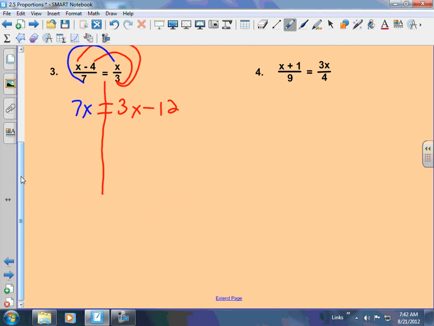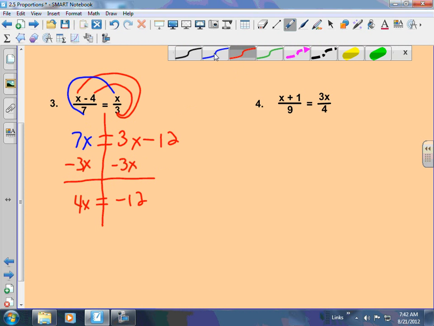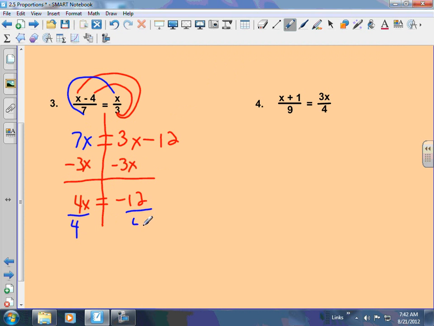Now, all I do is solve for x. I have variables on both sides, so I don't move the 7x because it's all by itself, so I move the 3x. So I subtract 3x to both sides. This gives me 4x equals -12. Now I divide both sides by 4. X equals, my 4's cancel, -3. 4 can go into -12, -3 times.